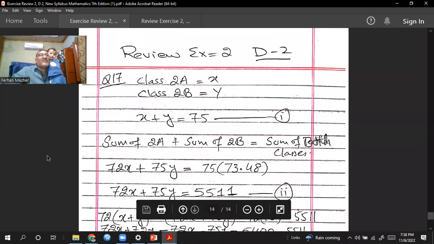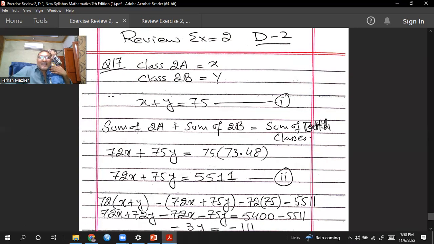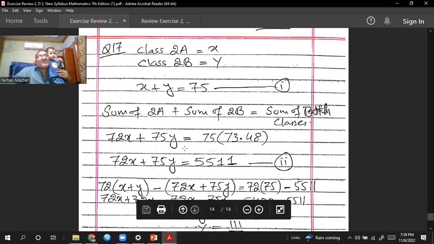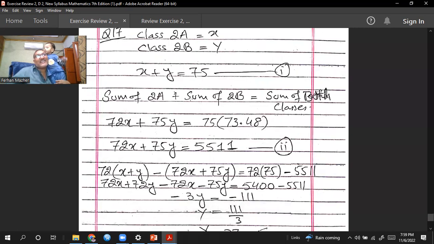The class 2A, suppose it has X number of students, and the class 2B has Y number of students. So the total students in both the classes are X plus Y equals 75. Then the sum of 2A plus the sum of 2B will be equal to the sum of both classes. The sum is mean multiplied by the number of students, that's 72X plus 75 multiplied by Y, and that will equal 75, the total students in both classes, times the mean of both classes, 73.48. So it will be 72X plus 75Y equals 5511. So that is my second equation. So first equation and the second equation.